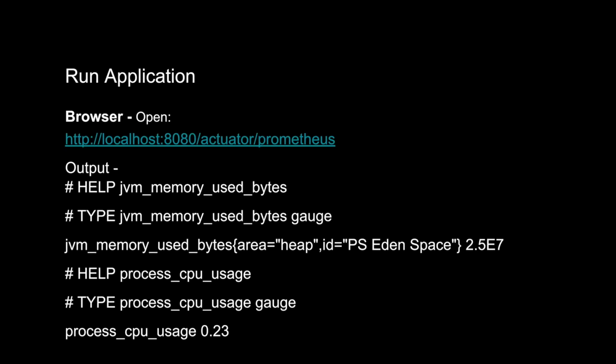The output of Actuator Prometheus looks very different from the metrics endpoint. You'll see lots of text. Don't worry about understanding every line. That format is designed for machines, not humans. Prometheus reads this data automatically. Every metric contains a metric name, metric type, and current value.